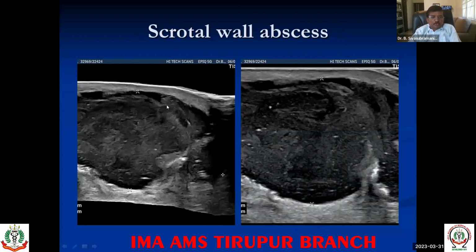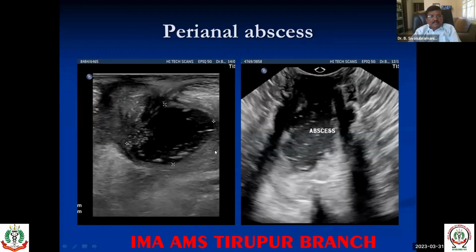This is a scrotal wall. A large abscess was seen in the scrotal wall, and you can drain this with ultrasound guidance. And this is a case where the patient had a perianal fistula and perianal abscess. We use a transrectal probe and high frequency probe, and you can see an abscess. This is the anal canal. I can see a large perianal abscess. This is again a large perianal abscess.